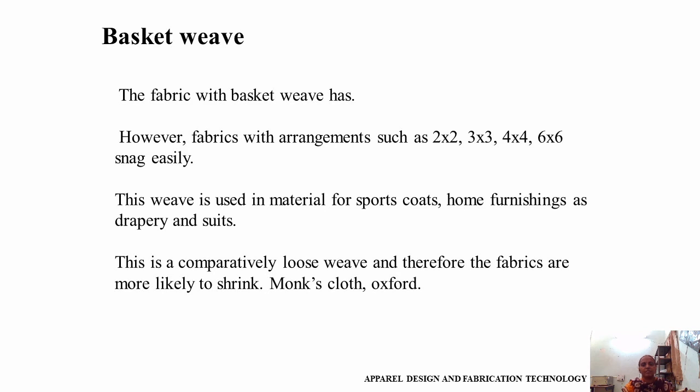So in this basket weave the interlacement may be 2 into 2, 3 into 3, 4 into 4, depending upon the construction. This weave is used in material for sports coats, home furnishings and draperies as well as suits. This is a comparatively loose weave, therefore the fabrics are more likely to shrink, because at the same time 3 yarns are interlaced with 3 weft yarns. So they may be comparatively loose.